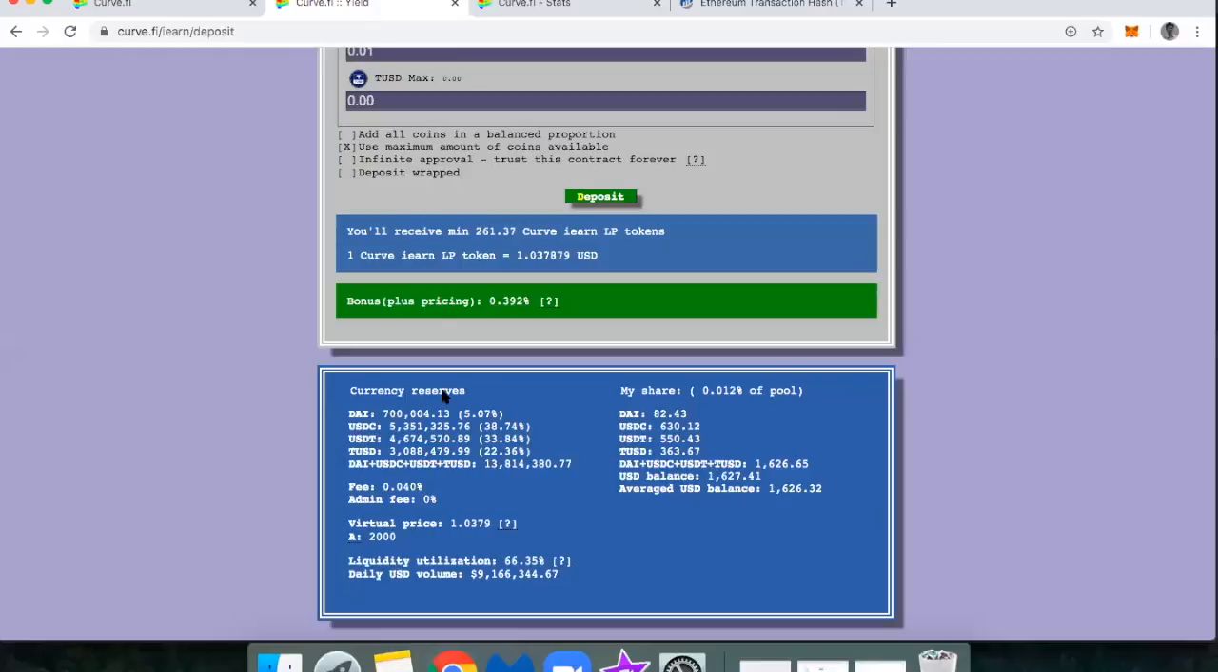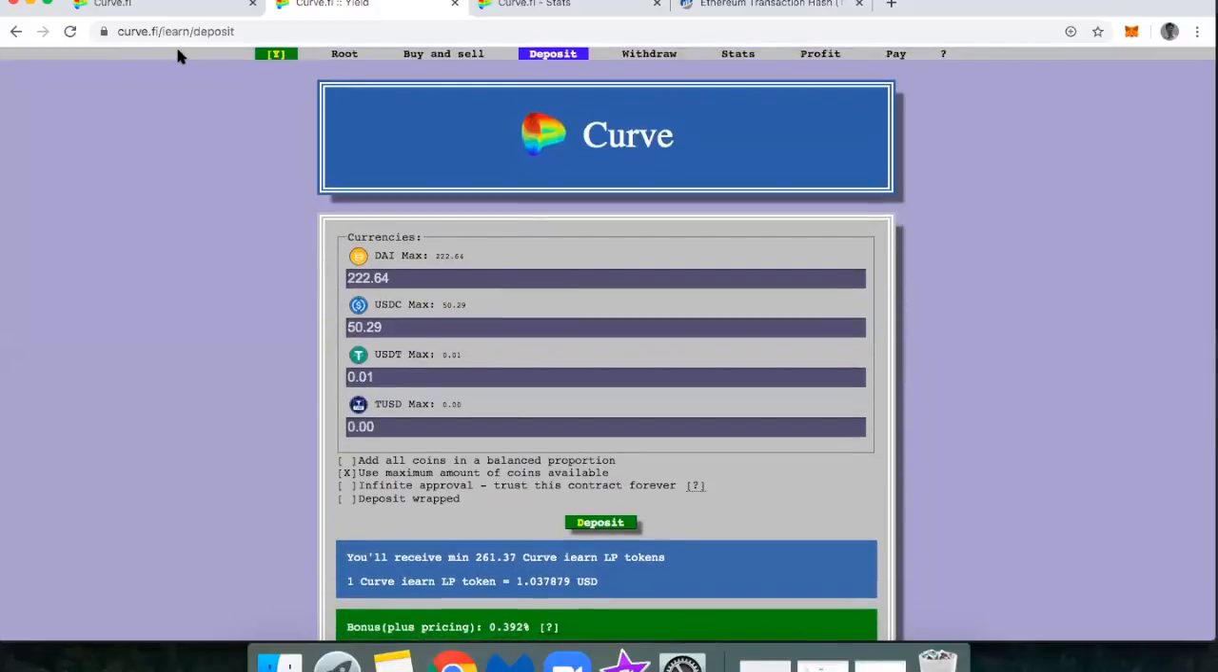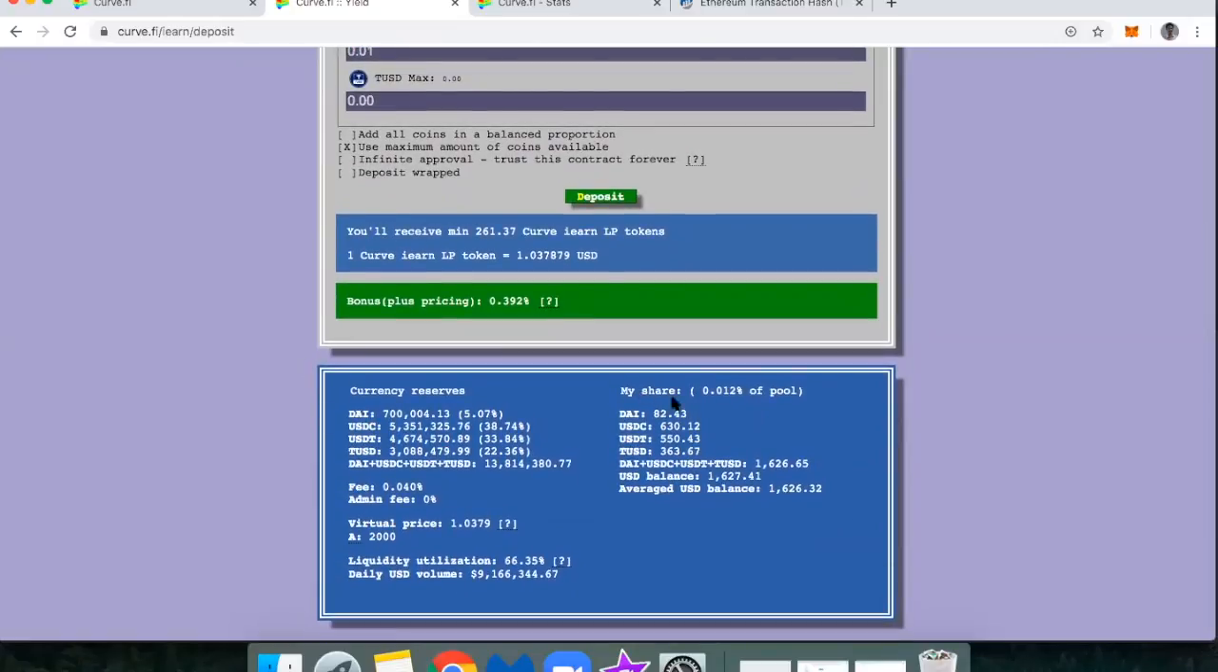And if I go back to curve.fi/iearn/deposit, I can go below here to see my share of the pool has increased by just a little bit. And I went from 1,526 to 1,626 in terms of USD balance. So yeah, those tokens are now in the pool. I'm going to go ahead and earn with those.